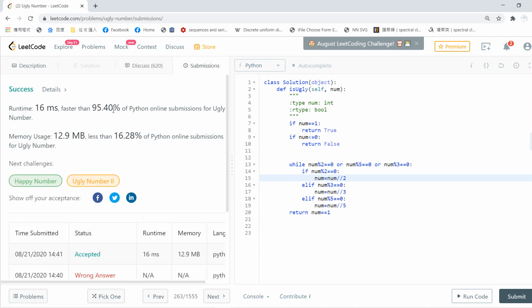And this is my result. It uses more memory, but it's very fast.